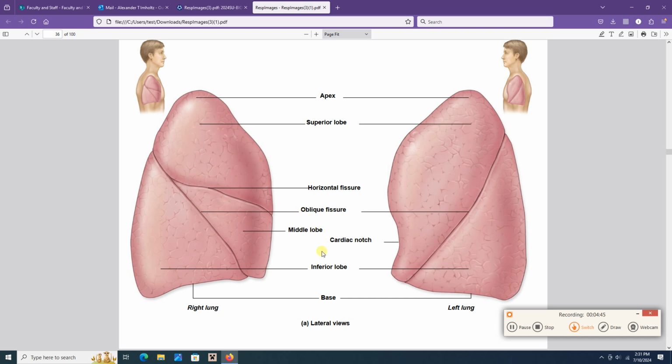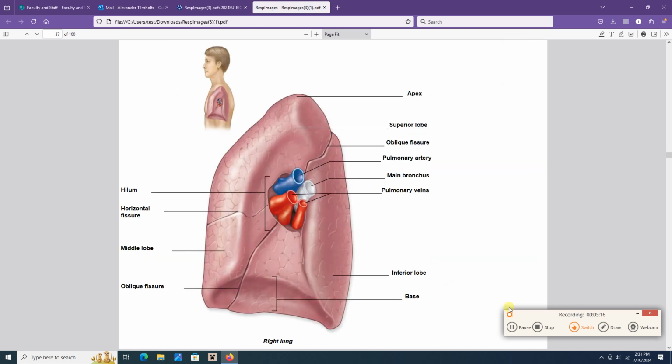Now, if we contrast this with the left lung, it is smaller because the heart takes up some space. We see what's called the cardiac notch, an indentation for that heart. And note there are only two lobes on the left-hand side here. There's a superior lobe and an inferior lobe, and they are separated by an oblique fissure. Notice an oblique fissure is always next to the inferior lobe, both sides.